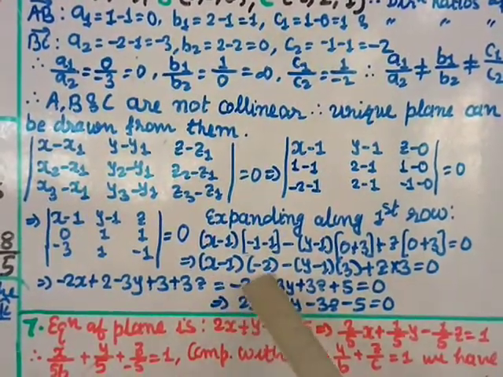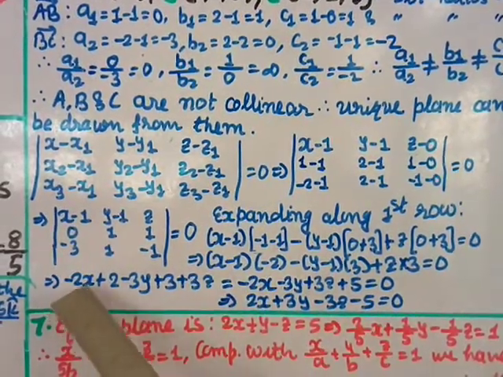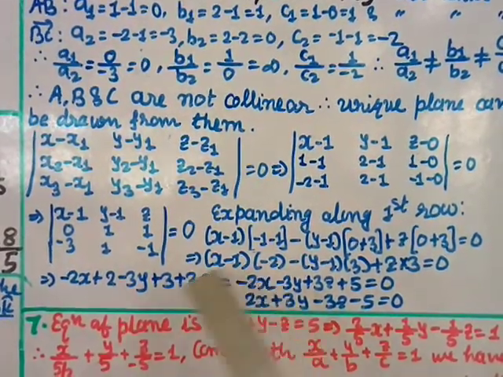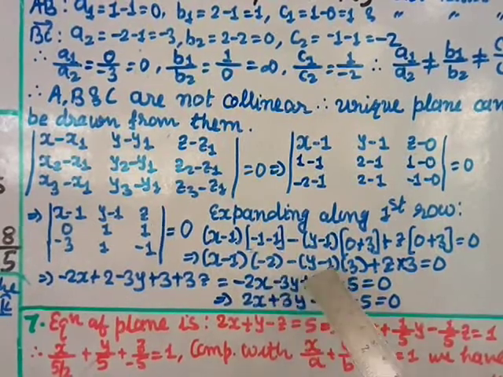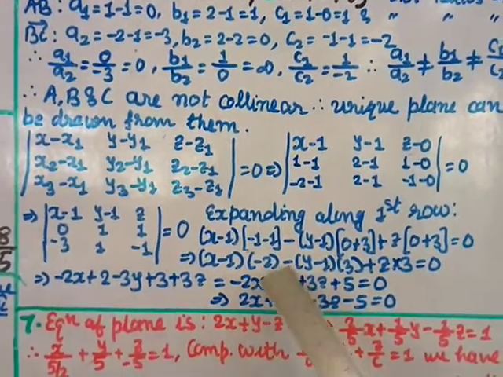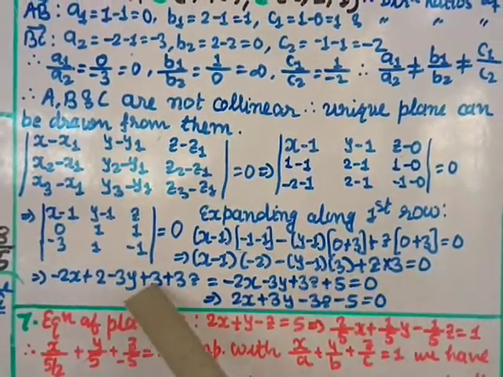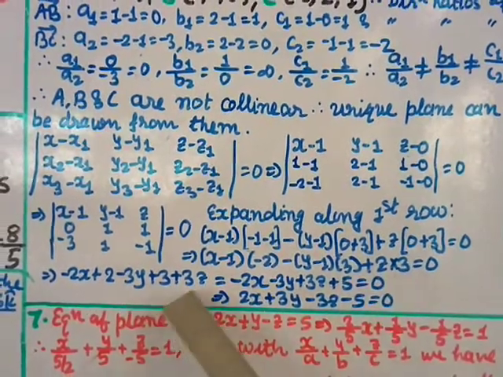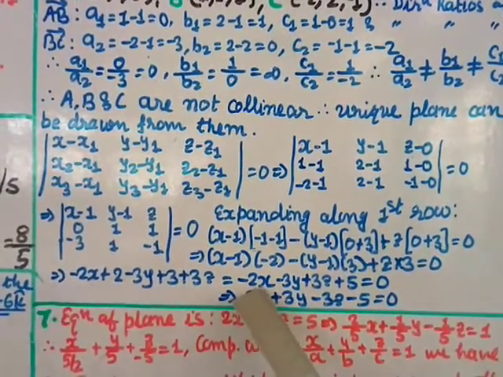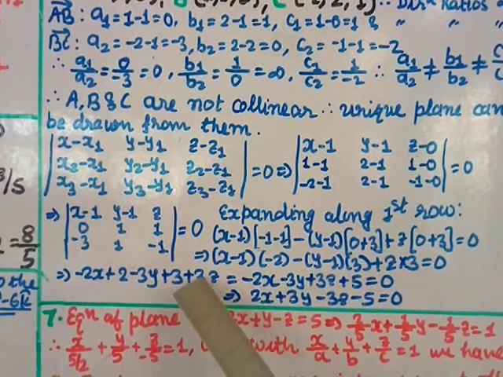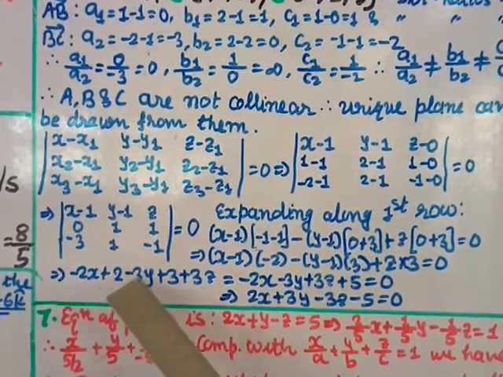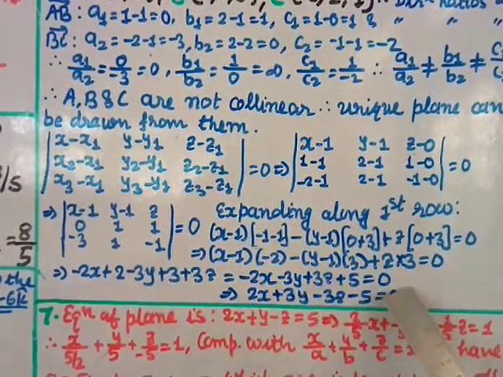So if you multiply, minus 2 into x is minus 2x, plus minus 1 into minus 2 is plus 2, minus 3 into y is minus 3y, minus 1 into 3 is plus 3, here plus 3z. So this equals minus 2x as it is, minus 3y as it is, 3z as it is, plus 2 plus 3 is plus 5, equal to 0, right.